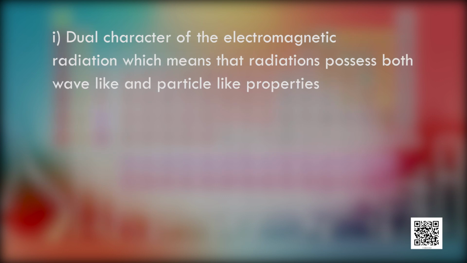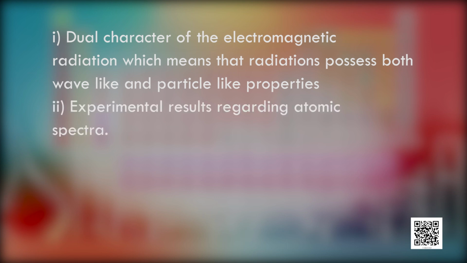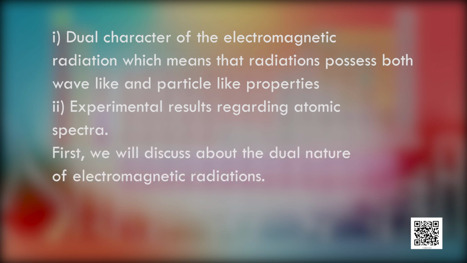These were the dual character of electromagnetic radiations, which means that radiations possess both wave and particle-like properties, and the other was the experimental results regarding atomic spectra. So, to understand how Bohr reached his model of an atom, we will discuss the dual nature of electromagnetic radiations and the atomic spectra, so that we are able to understand the whole concept as Bohr saw it. The Rutherford's model, the Maxwell's observation, the electromagnetic radiation experimentations and the atomic spectra, all these put together will come to the Bohr's model.